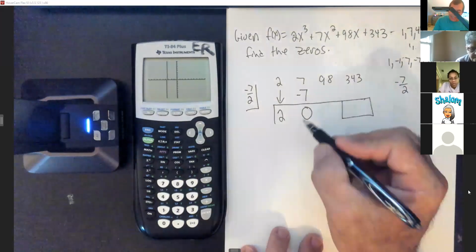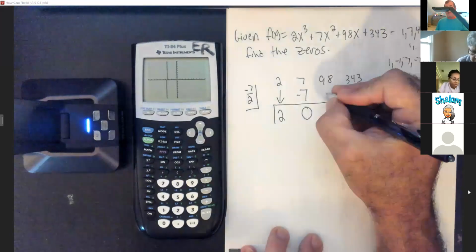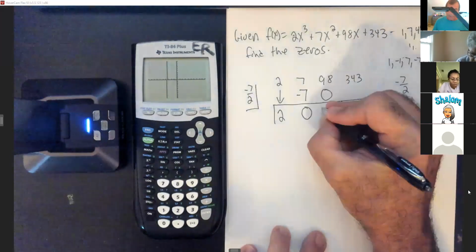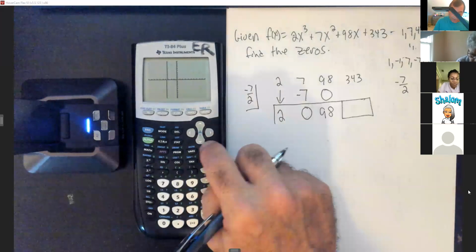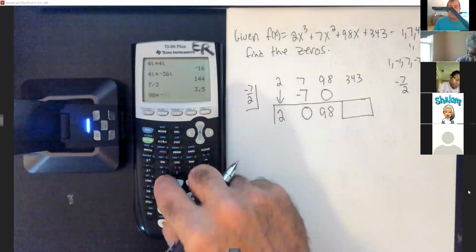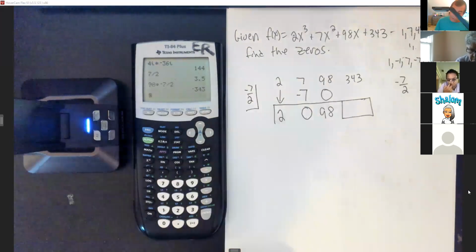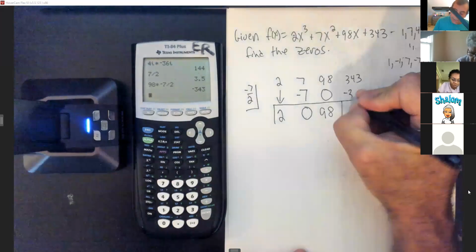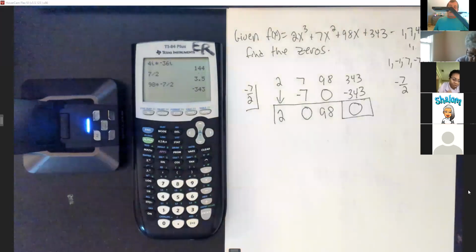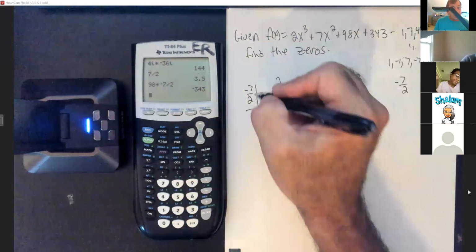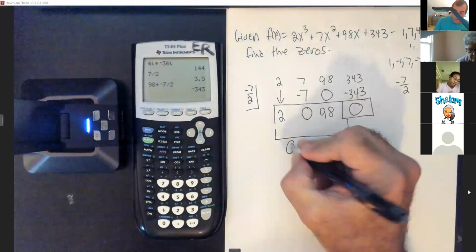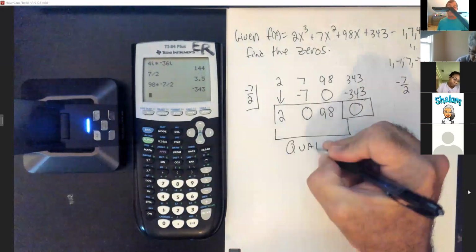All right, 0 times -7 halves is 0. 98 plus 0 is 98. So let's see, what is 98 times a -7 halves? Hopefully it's a -343, which I needed. And that gives me a remainder of 0. So now that I know -7 halves is my first 0, I can use this with the quad to get my last two zeros.